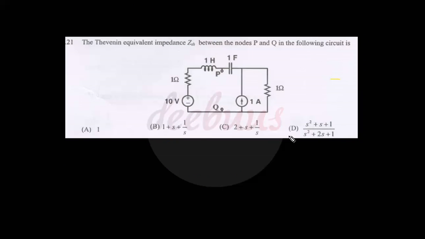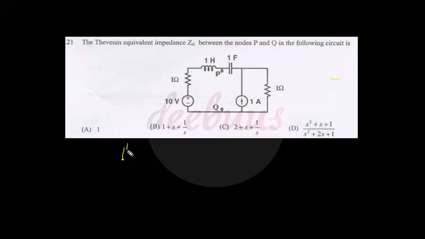Now moving to a 2 mark question. The Thevenin equivalent impedance Z Thevenin between the nodes P and Q in the following circuit is, right? So for calculating Thevenin impedance, we have to deactivate all the sources. For deactivating a voltage source, it must be short circuited, and similarly for deactivating a current source, it must be open circuited. So I am drawing the equivalent figure here.